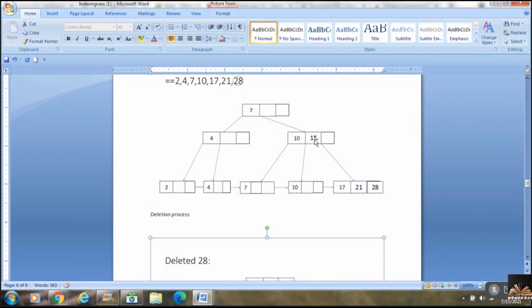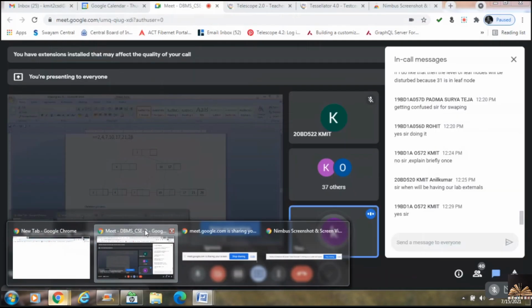Then here 17 is greater than or equal to 17. Fine, I have to remove 17. Then go to the top and remove 17. If I also have 17 over here, I have to remove that as well. There should be no instance of 17 present in the B plus tree. So these are the different operations that can be performed on your B plus tree.